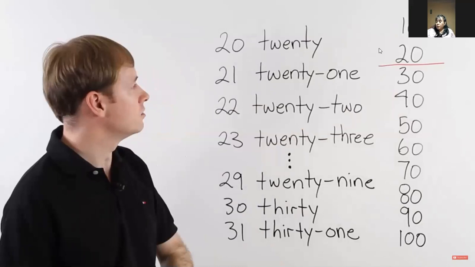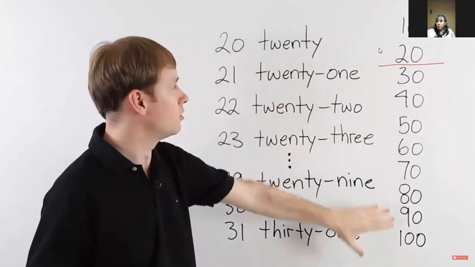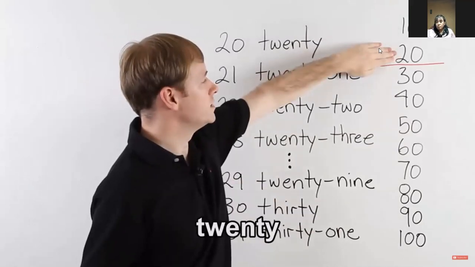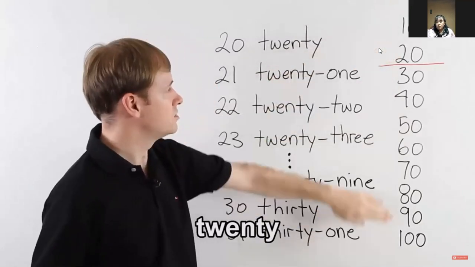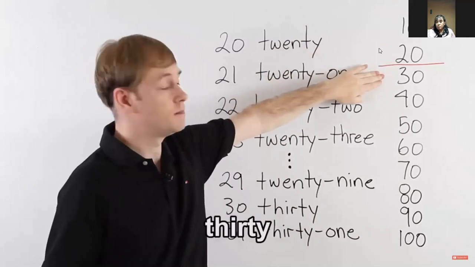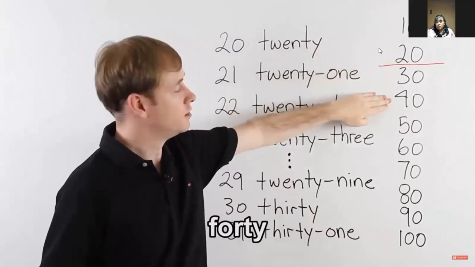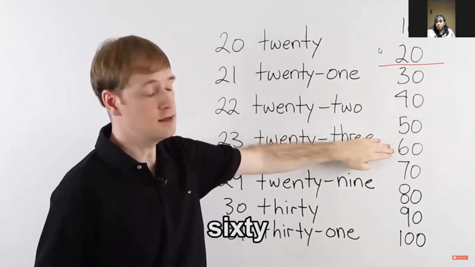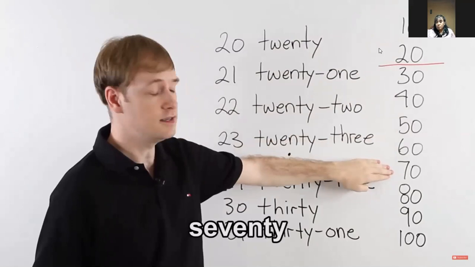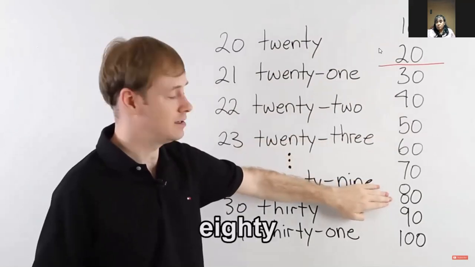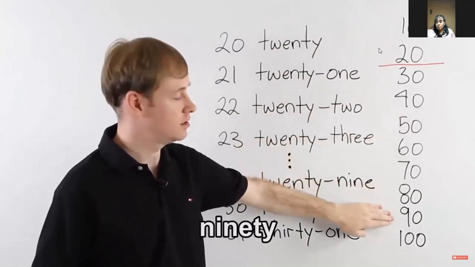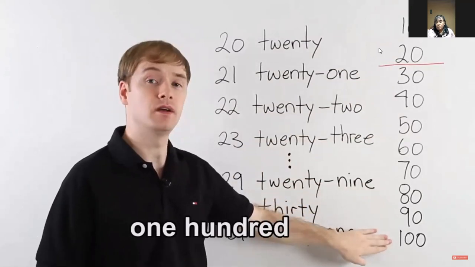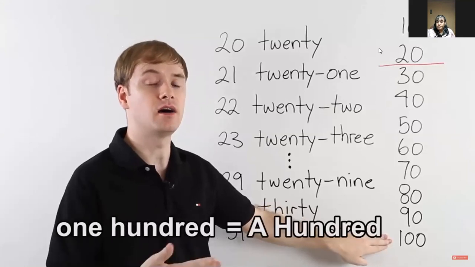Okay? So let's just focus on the tens right now. Now the first two, we already know. We know 10 and 20. Now let's take a look at these. So of course, 30, 40, 50, 60, 70, 80, 90, 100. Okay, this is 100. But it can also be pronounced 100, okay?